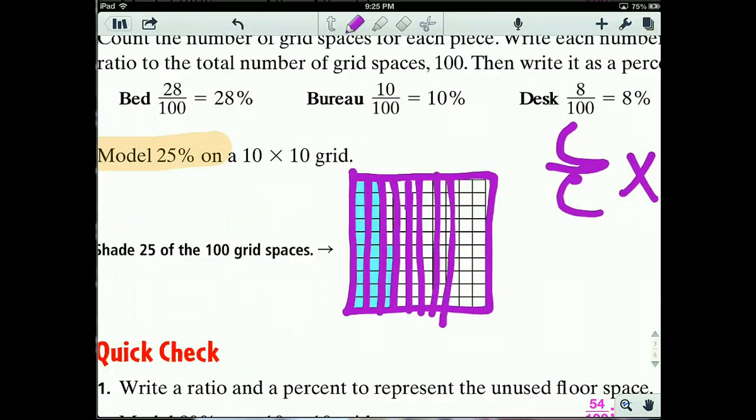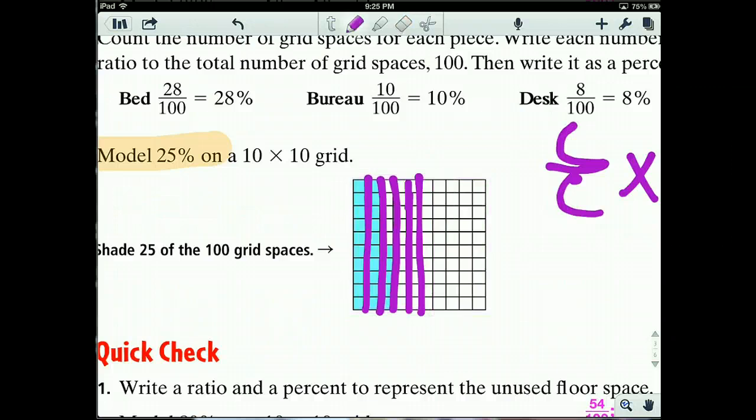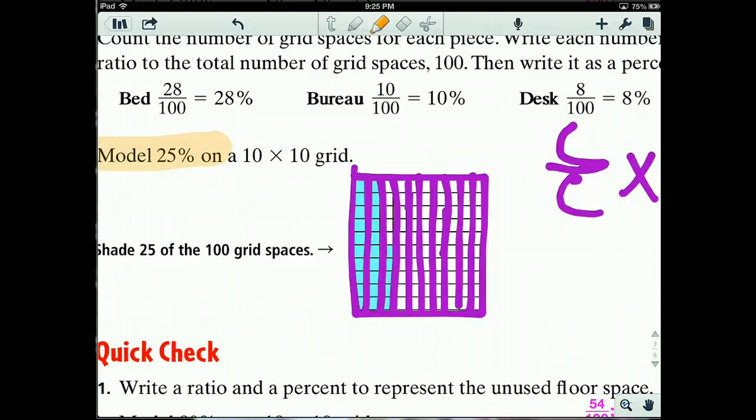Draw your tens. So you get the idea, guys. Draw in your tens and then shade in, just like they did in blue. I'm going to re-shade over it. Okay, so we shaded in 2 tens and then 5 of these. So it was 10, 10, and then 5. Okay, so that's how we would show 25% on a 10 by 10 grid.